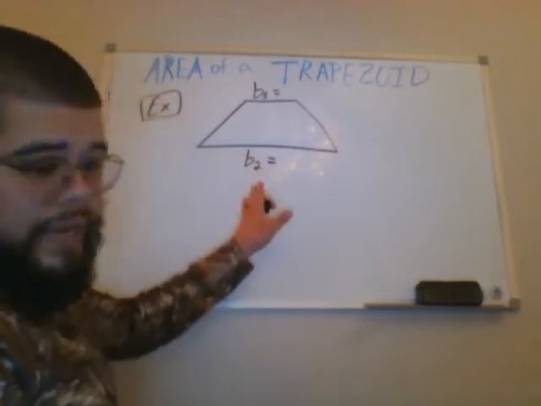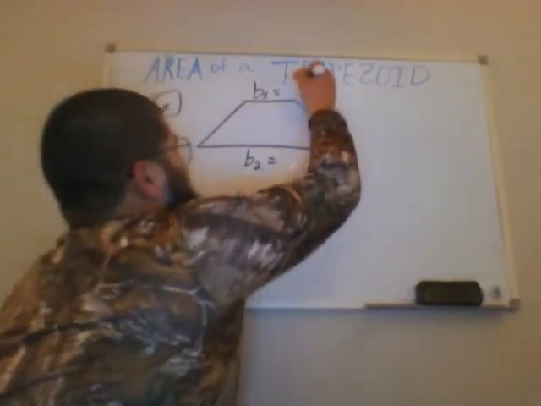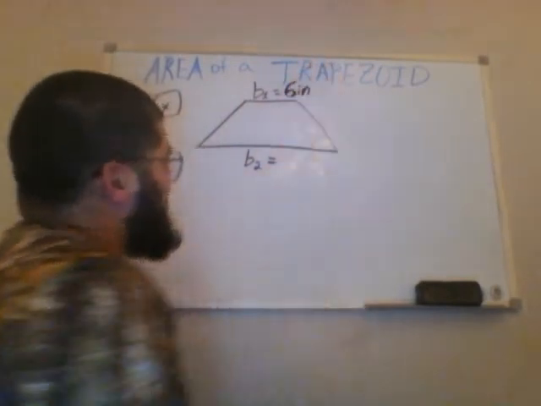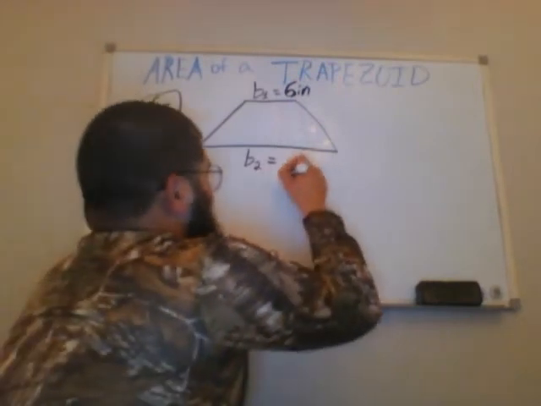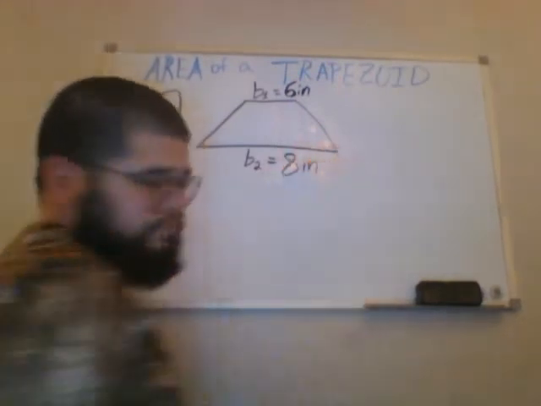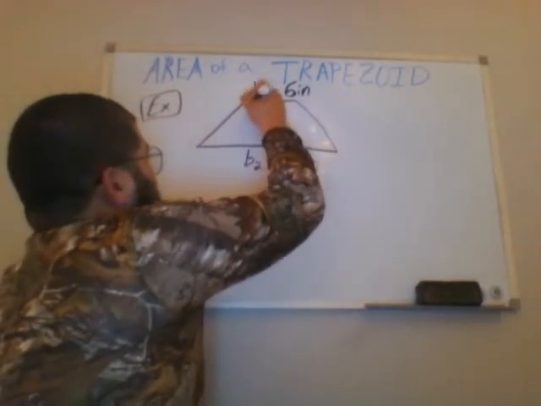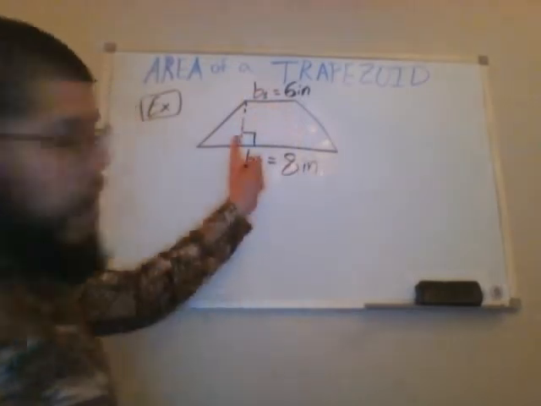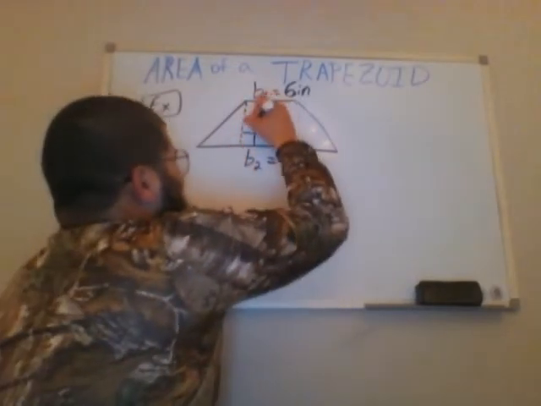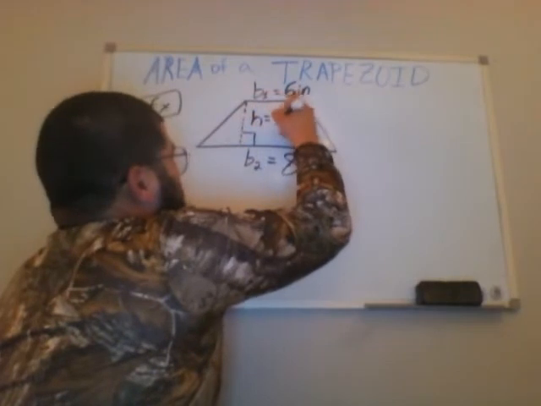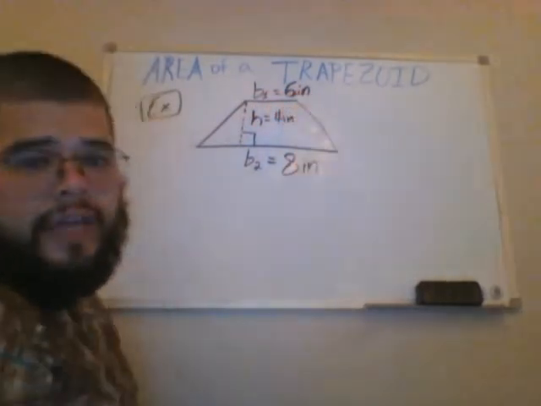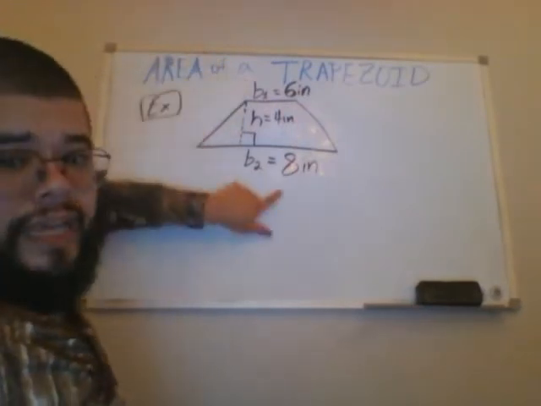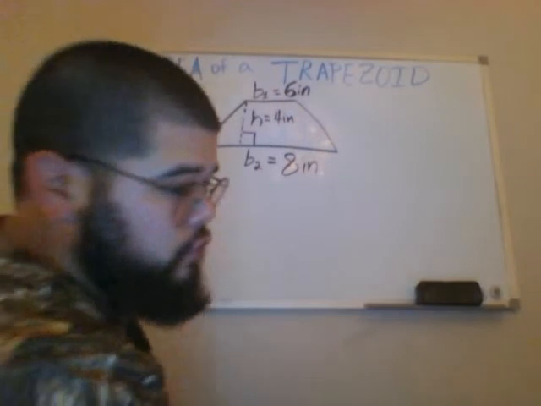And so base 1, we're going to say is 6 inches. And base 2, we're going to go ahead and say it's 8 inches. And then this dashed line, again, remember, I'm focusing on that right angle there, is our height, h, and we're going to say that's 4 inches. So we've got base 1 to be 6 inches, base 2 to be 8 inches, and our height is 4 inches. And we're also going to give you these side lengths over here.